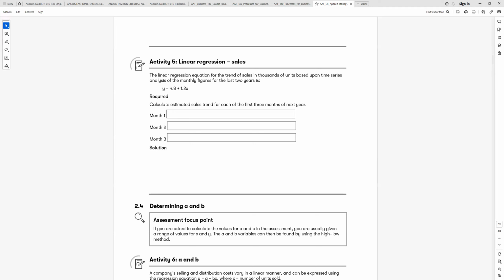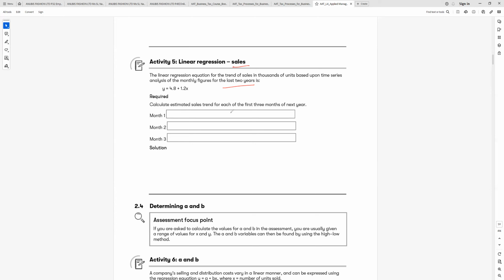The next one says here linear regression sales. The linear regression equation for the trend of sales in thousands of units based upon time series analysis of the monthly sales figures for the last 2 years. So you need to be very careful when you read the question. y is the total, a is the fixed 4.8 plus b is the variable per unit, x is the number. So x is our problem.